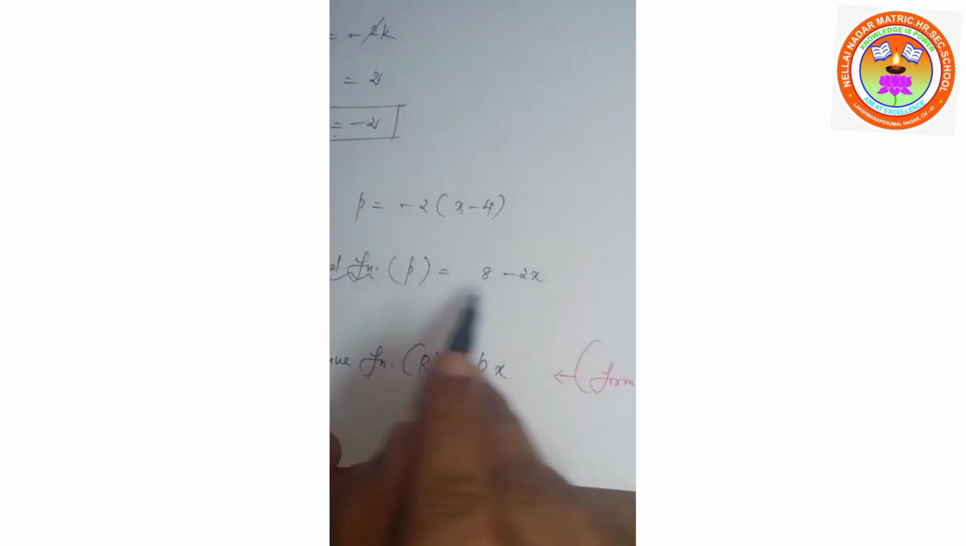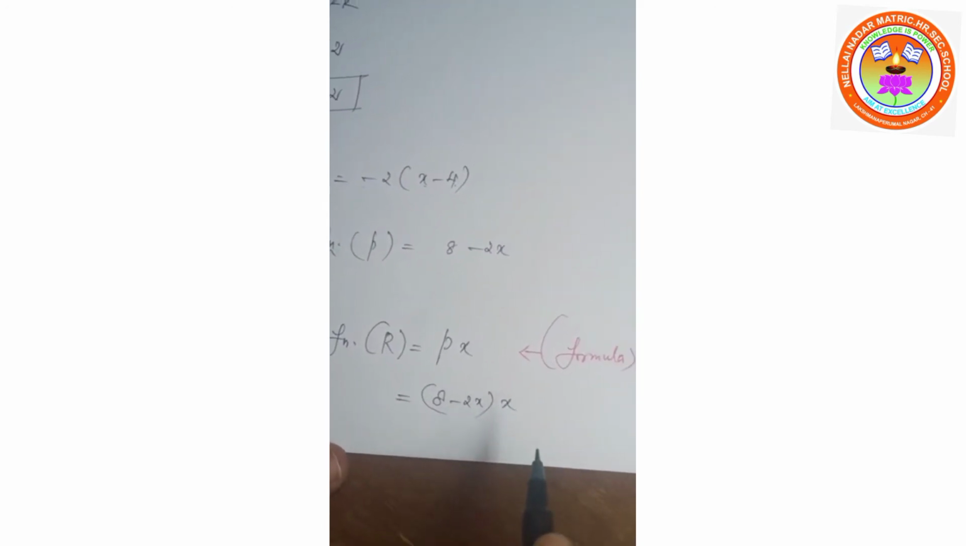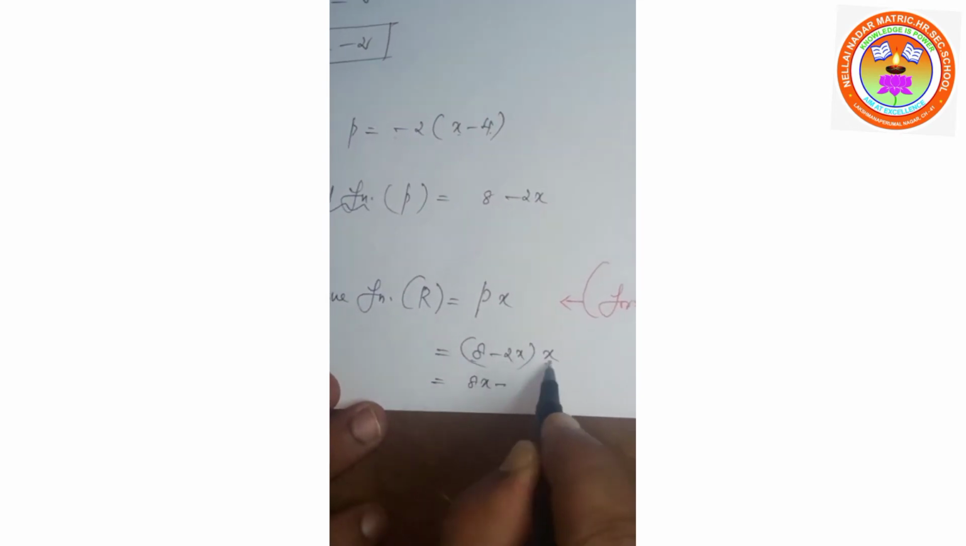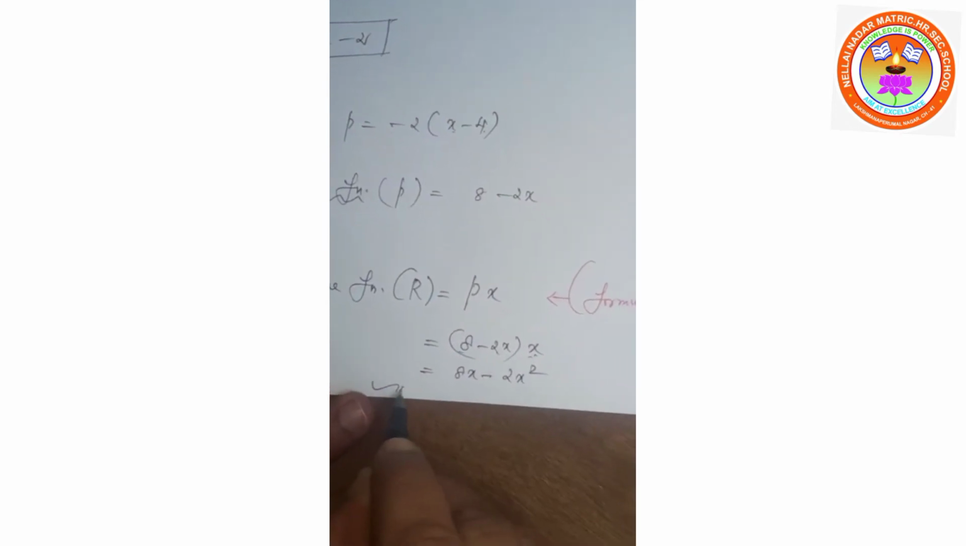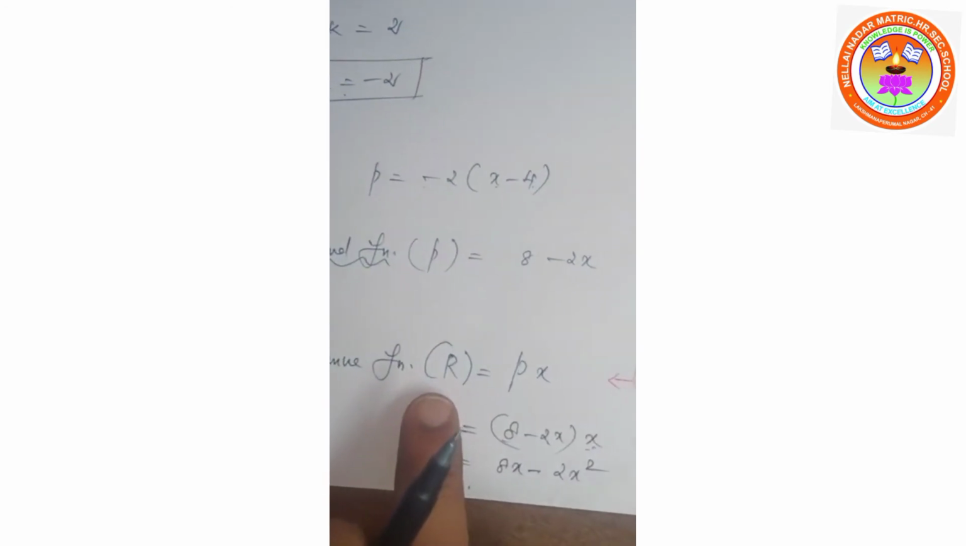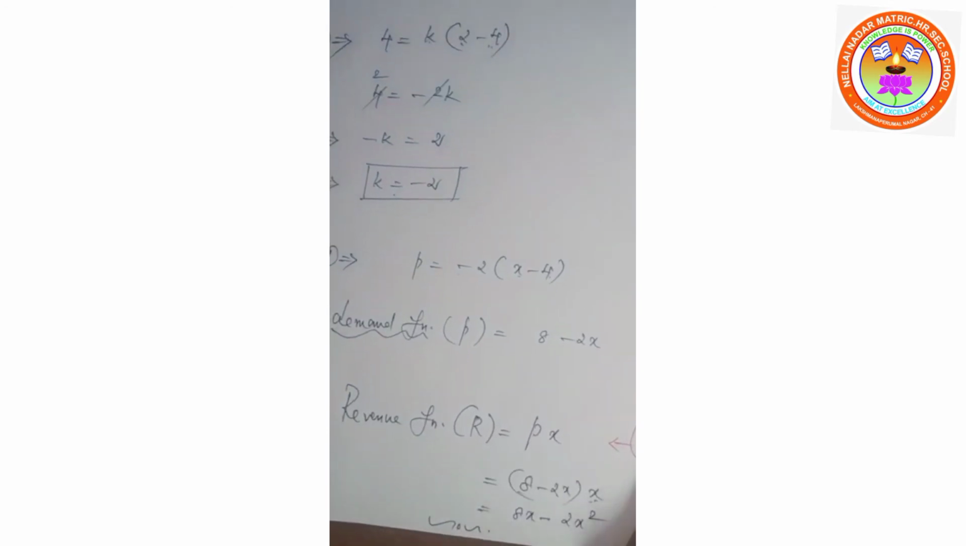Okay. Already we have p. What's the value of p here? 8 minus 2x into x. That is equal to 8 into x, 8x minus 2x into x is 2x squared. Over. So note down the formula for revenue function, R is equal to p into x. So problem number 3 is over. I'll be teaching the next problem in the next video.